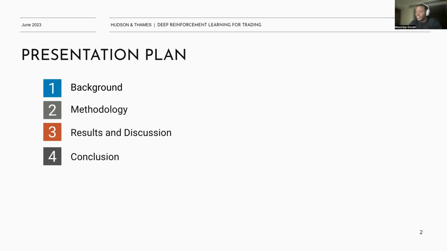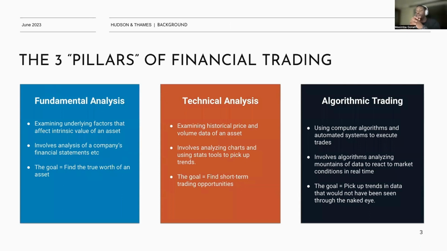So let's get started. We're going to start off with the three pillars of financial trading. It's no surprise that over the past 10, 20 years, financial trading has evolved into what it is today. We'll start off with fundamental analysis. Under fundamental analysis, the core thing I would want you to understand is that this is trying to find the intrinsic value of the actual asset we have.